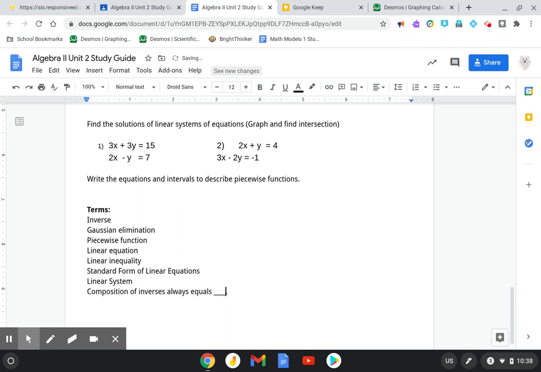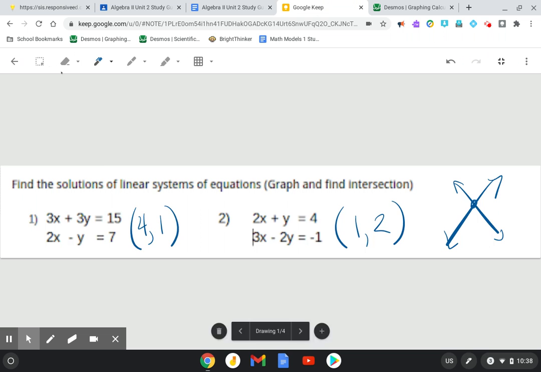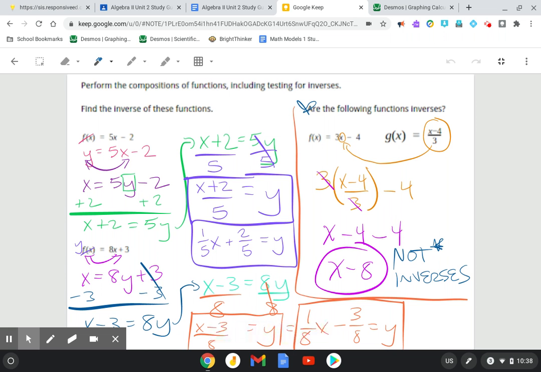Okay? And we talked about that. Okay, so it always equals x. So make sure you have that. That was what I was talking about when we were looking at the question right over here. That's what we're talking about here. They're inverses if they equal x. All right, so that's it.